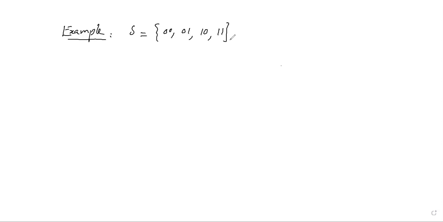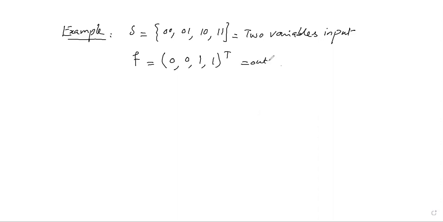This is our input, two variables, two-variable input, and we can say our corresponding Boolean function, which you call 0 0, then 1 and 1. This is what you call the output Boolean.